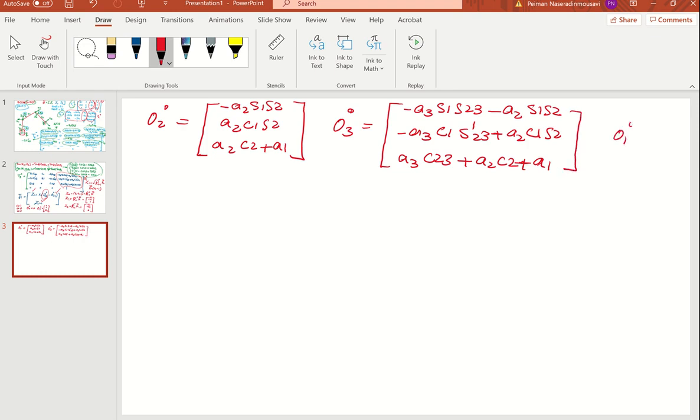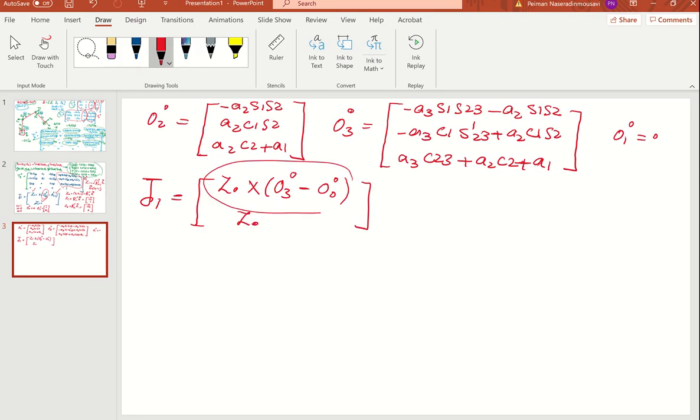And we know O1 with respect to 0 is 0. That's right. So now we can calculate everything. I can say J1, the Jacobian of 1, is going to be Z0 multiplied by O3 with respect to 0 minus O0 with respect to 0, in Z0.